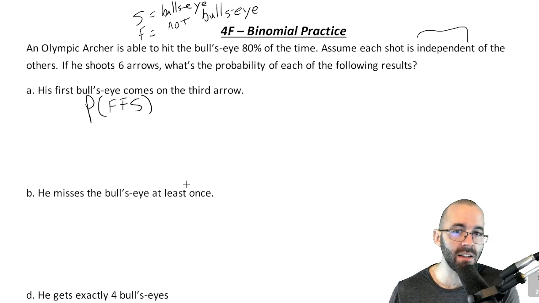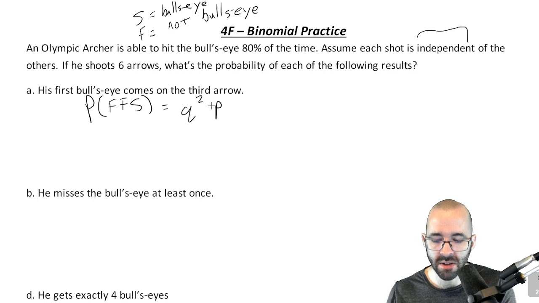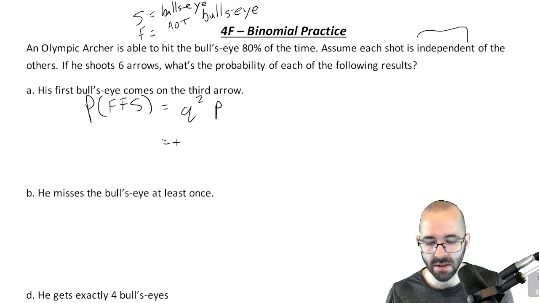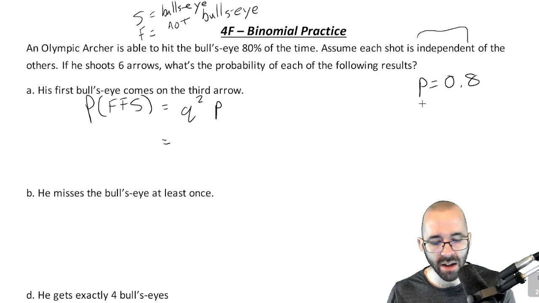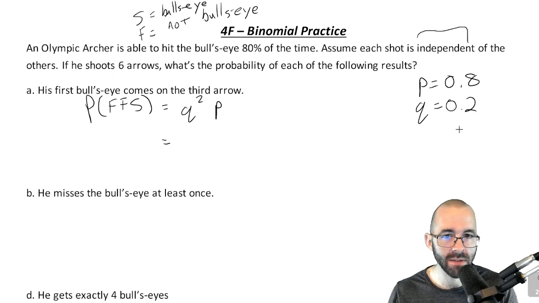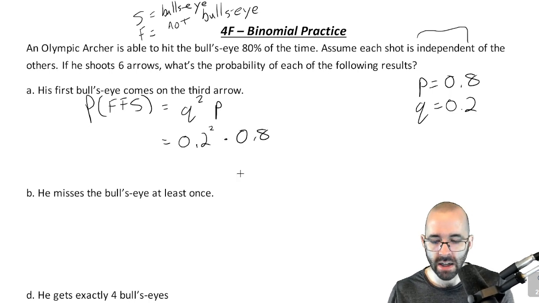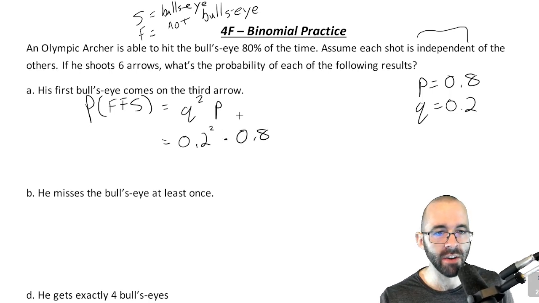This is a geometric random variable. This probability is going to be 2 failures and 1 success. Oh, what was P? 80%. Well, if you have an 80% chance to succeed, you have a 20% chance to fail. So you get 0.2 squared times 0.8. Type that into a calculator and you've got your answer.